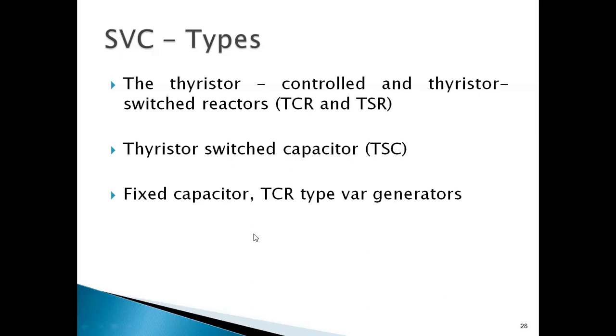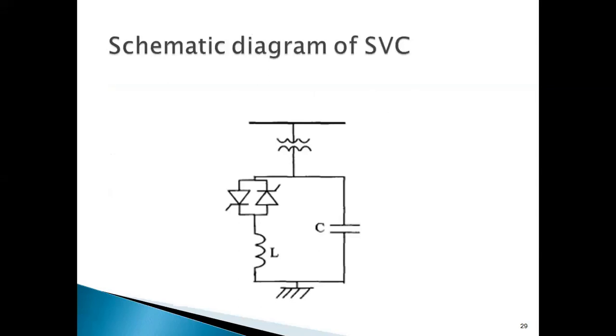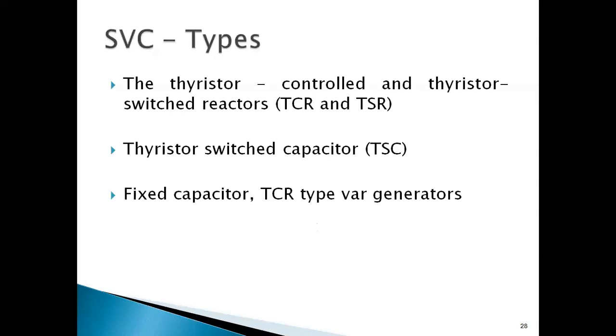And another configuration: whenever we say SVC, this is the standard. We have to remember fixed capacitor TCR, FC TCR. This is the standard device. Whenever we say SVC, by default it is FC TCR. So we will have a parallel capacitor, which is a fixed value, connected in parallel to the TCR. In that case, both capacitive effect and inductive effect will be possible. That's why with this setup, we can generate reactive power as well as absorb reactive power.